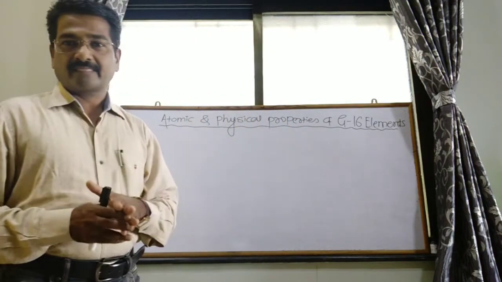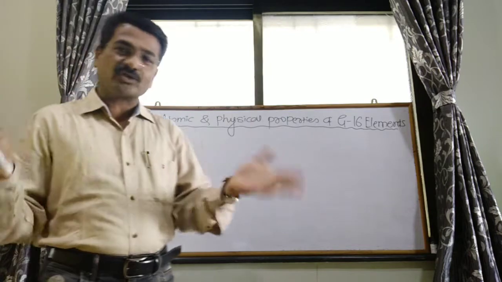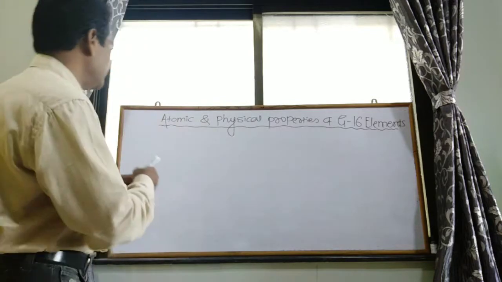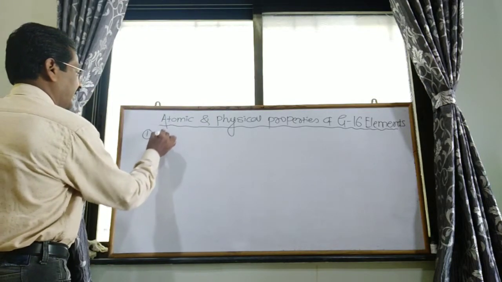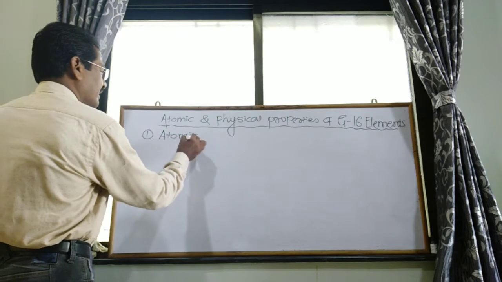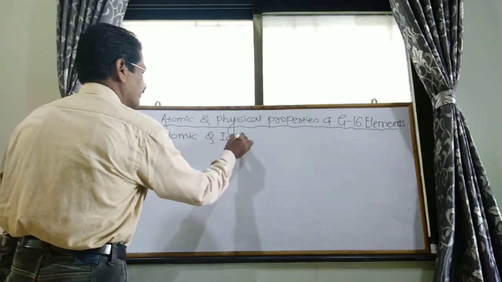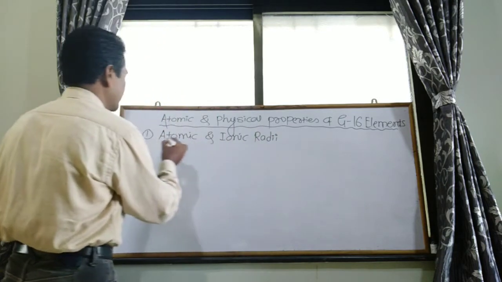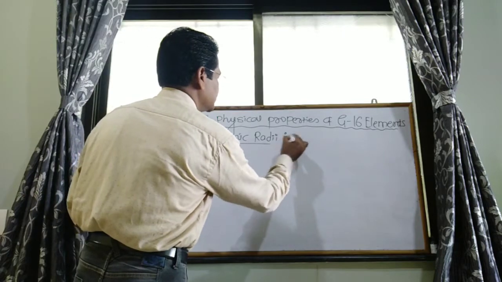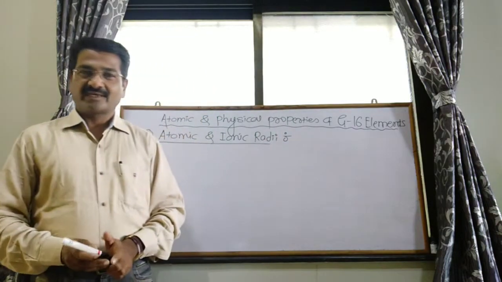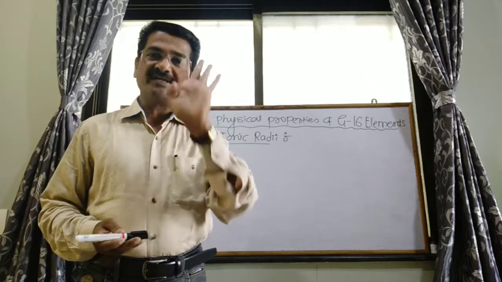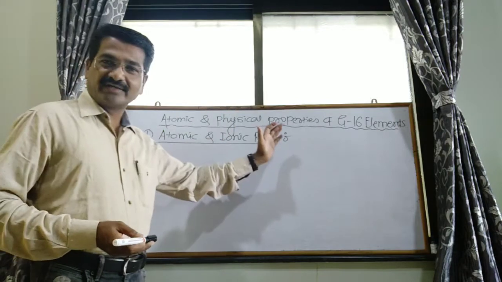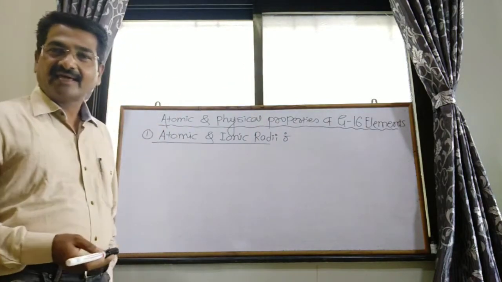Under this heading, we are going to discuss the questions that carry 2 marks in the board pattern. So the first question is atomic and ionic radii of G16 elements, which carries 2 marks. You would require only 4 points. What is the question? Explain atomic and ionic radii of G16 elements.